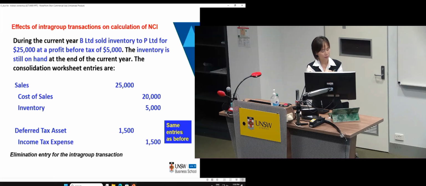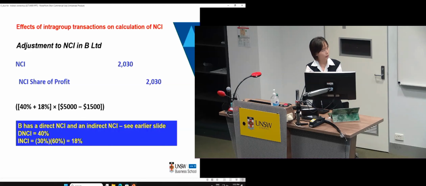58%. Therefore, 58% multiplied by the after-tax profit, 3,500. Now this is our adjustment in the worksheet. So you debit NCI decrease. Why decrease? Because NCI's share of the consolidated profit decreases, and these profits were contributed by B Limited to the group. All right, any question from here?